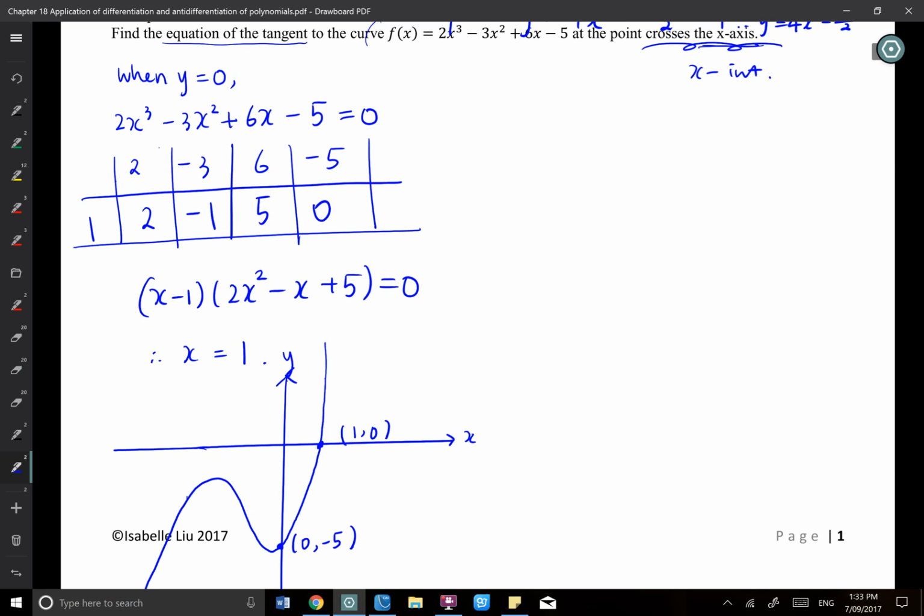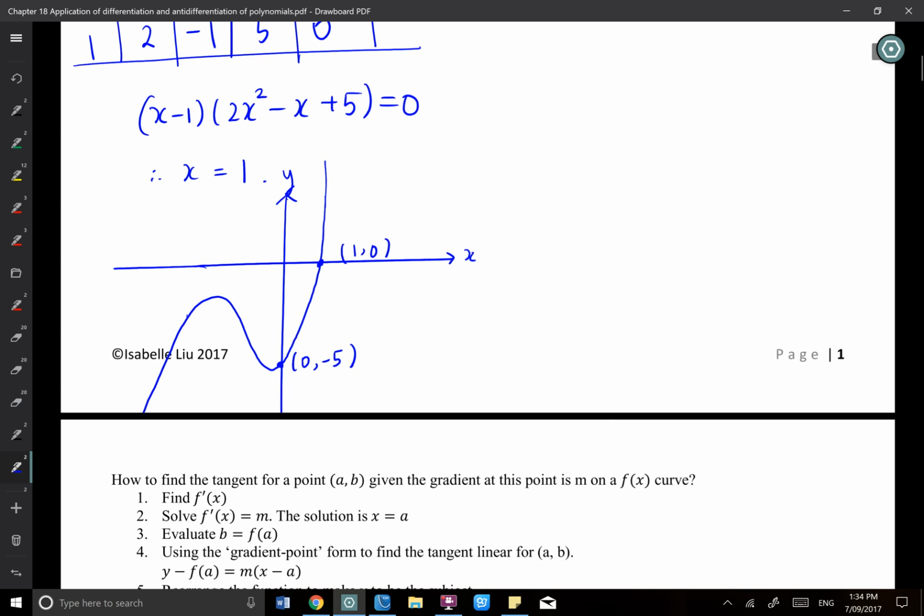The good thing about this table is that what has been left is already the coefficients for the remaining function. So you have a linear factor, and what's left must be a quadratic: 2x squared minus x plus 5. So two factors, one linear, one quadratic. I can check the quadratic: b squared minus 4ac is a negative number, so I can't factorize that further. So there is only one solution, which is x equals 1.